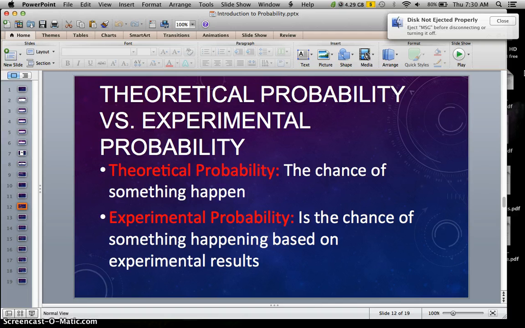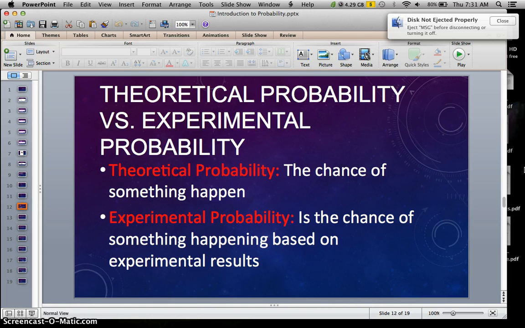So as you'll note, there's a spot on your worksheet to write these definitions. So if you need to pause the video again to write down this information, please do that now. Theoretical probability is the chance of something happening. Okay, so it's usually calculated based on information that you're given. Experimental probability is the chance of something happening based on experimental results.